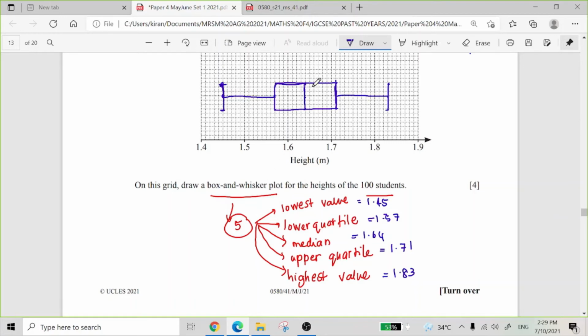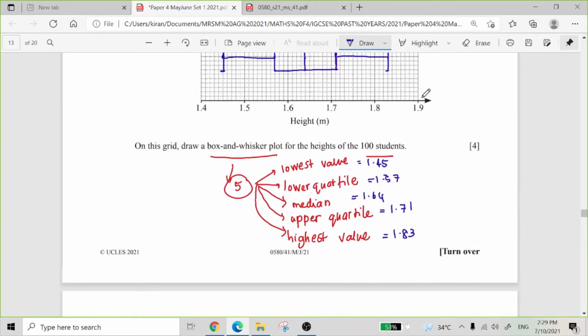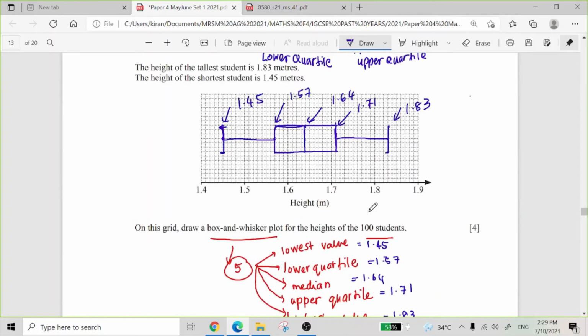So actually this is how to draw the box and whisker plot. Make sure we have the lowest value 1.45, the lower quartile 1.57, the median 1.64, the upper quartile 1.71, and the highest value 1.83. That is for question number 8.